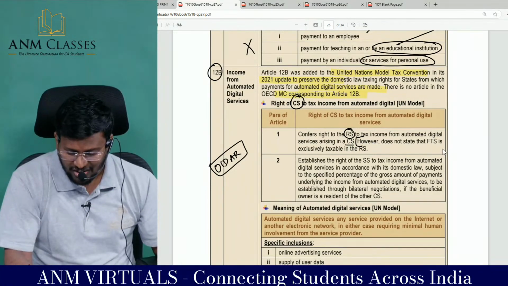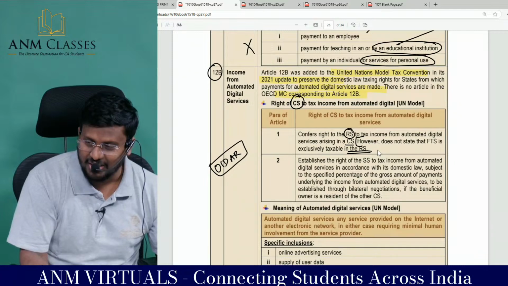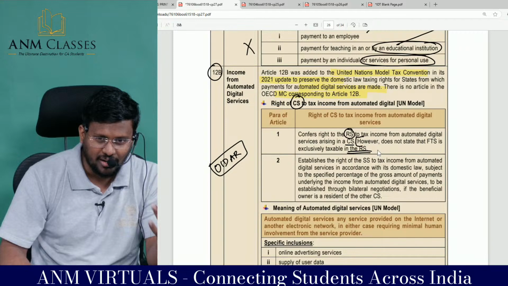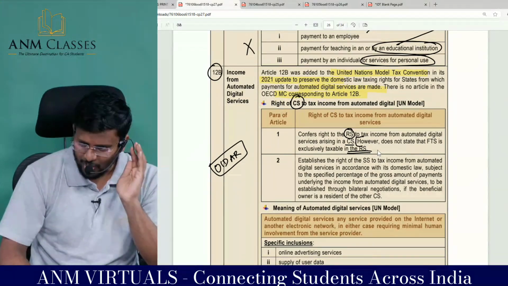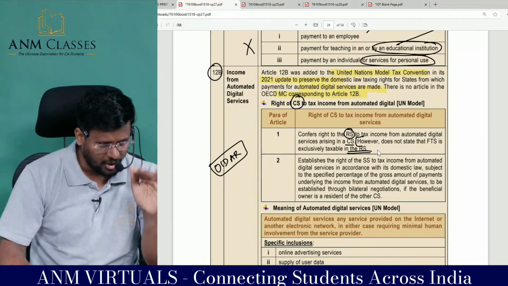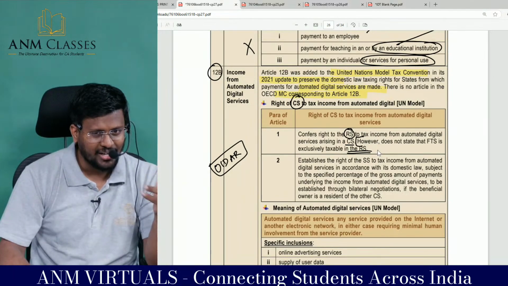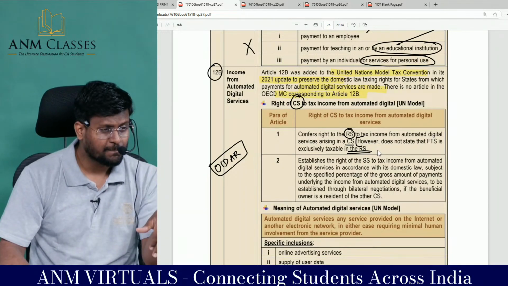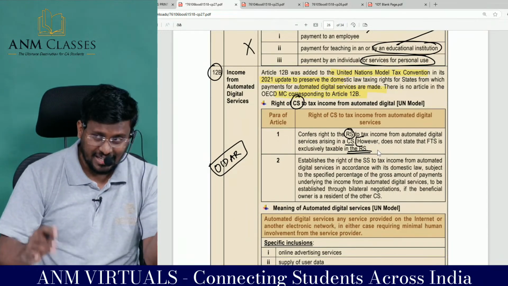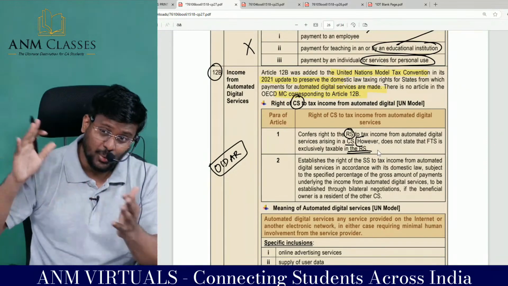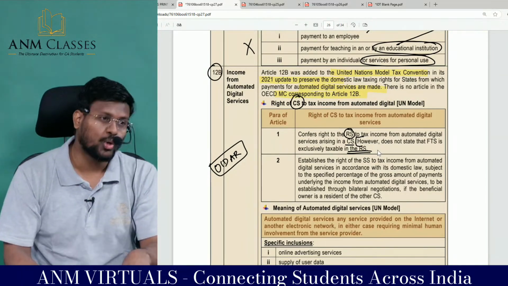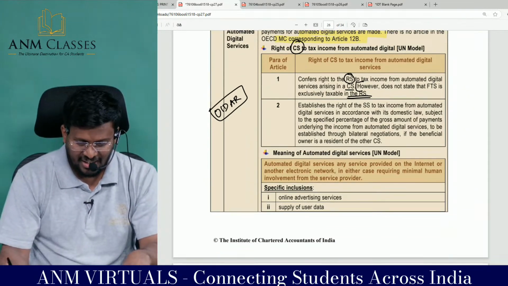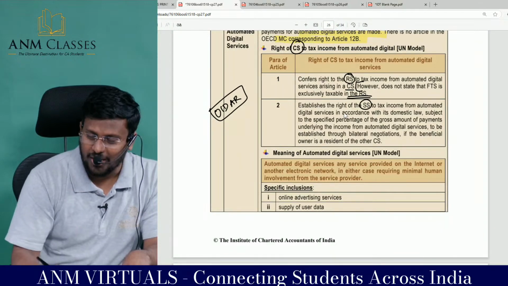However, it does not state that the FTS is exclusively taxable in the resident state. If they don't have this line, they won't put any clause. In order to tax that in the resident state only, the UN model is having all these extra things. Correct? So then why are they saying even the source state also? Only then will the other country be ready to enter into a double taxation avoidance agreement. During negotiation, they will say, "Sir, have you read the next line, sir? However." Yes, sir. So it establishes the right of which state?